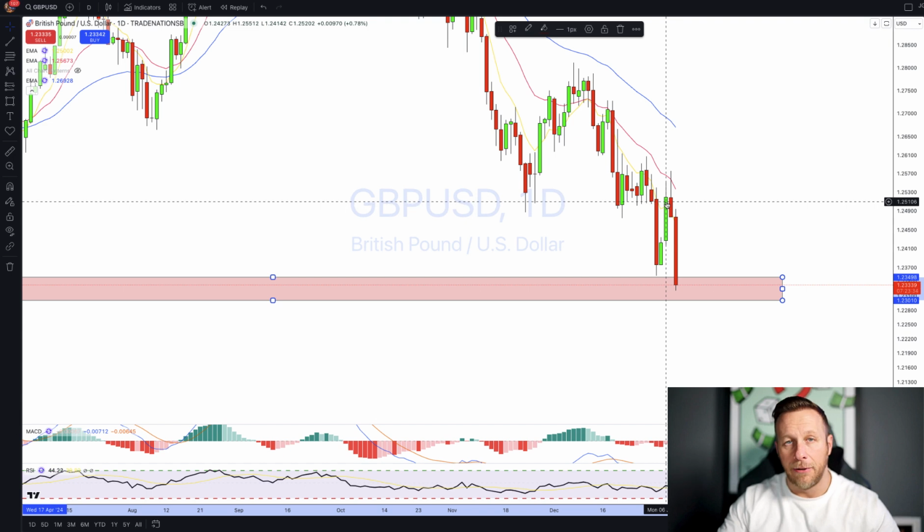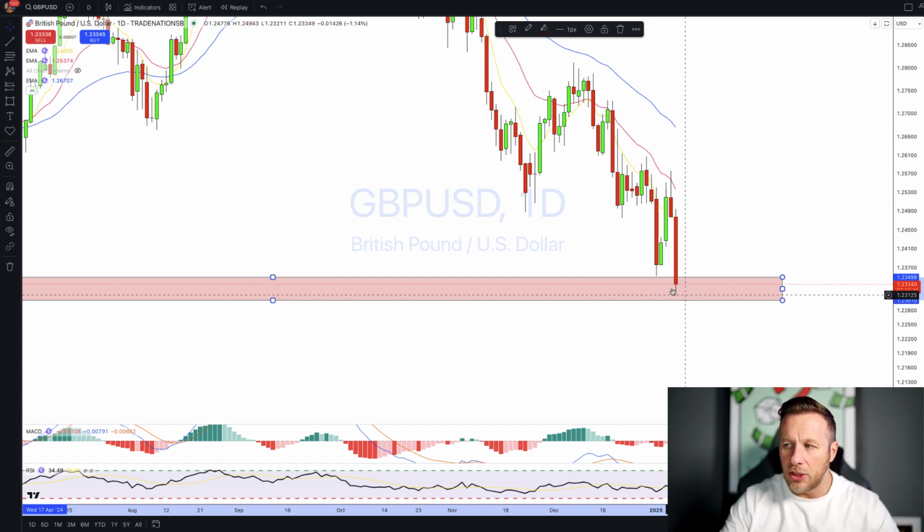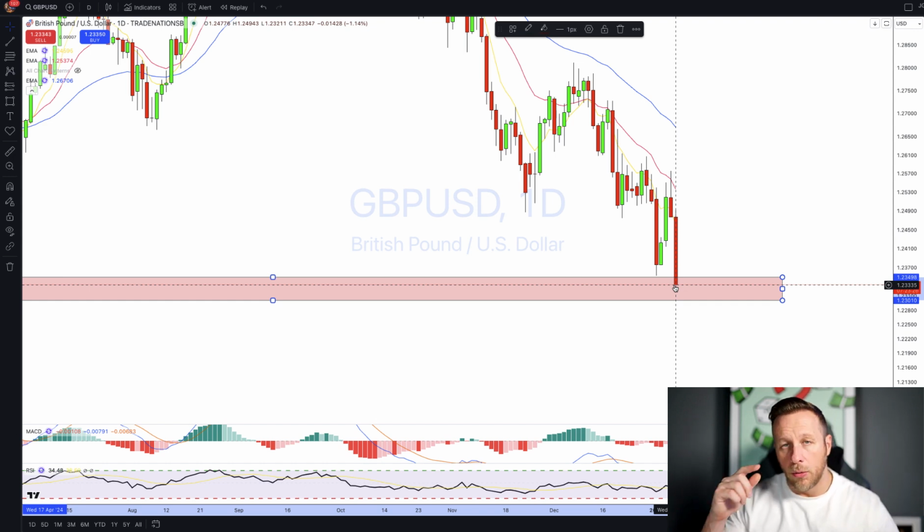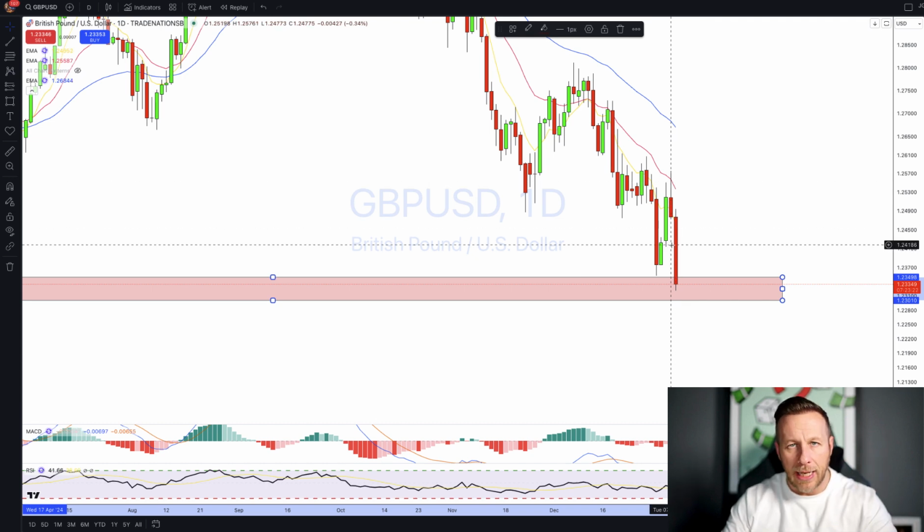And then we had the pullback. So I was betting that the market was going to go down further, even if it was just to test this level one more time. And then maybe we'll flatten out here. Maybe we'll see a reversal here. But I wanted to capture the move down.